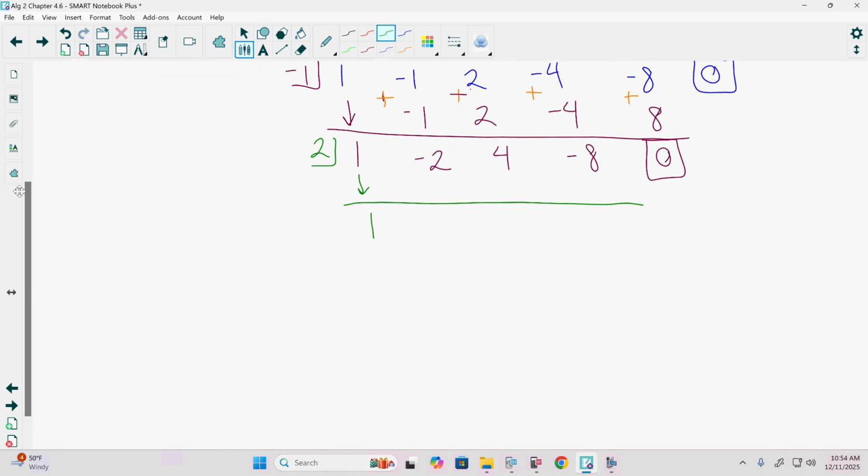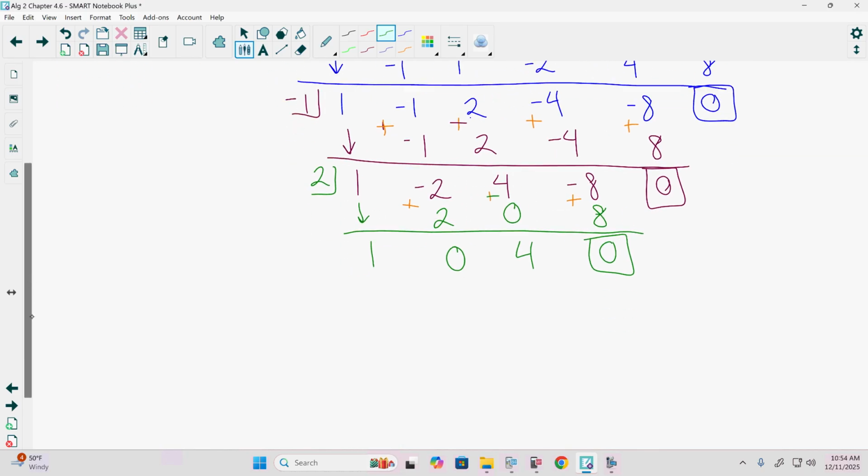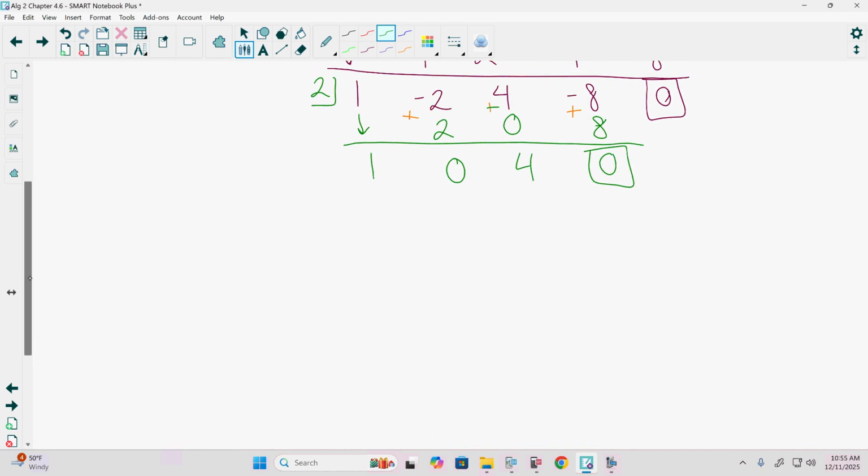Now with 2, 2 times 1 is 2. Negative 2 plus 2 is 0. 2 times 0 is 0. 4 plus 0 is 4. 2 times 4 is 8. And negative 8 plus 8 is 0. So now we've taken it from a degree 5 down to a degree 2. Since we don't have any solutions left that the calculator gave us, and it is a quadratic, we can go on and plug the variables back in.